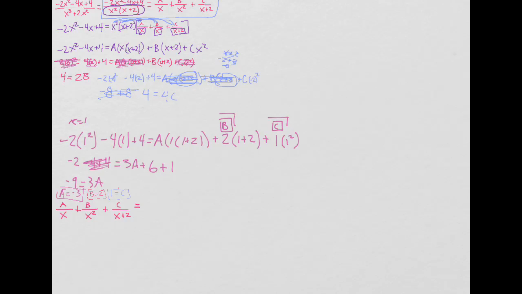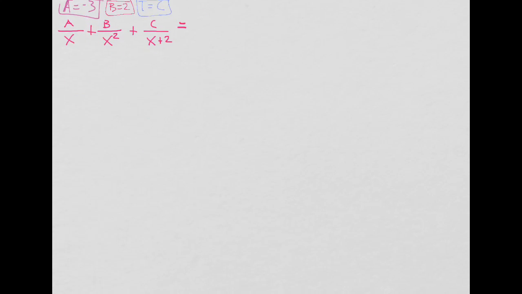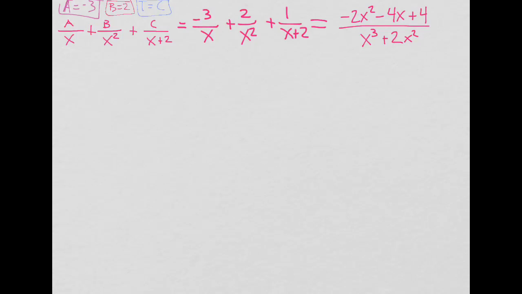So if we go back to the partial fraction we had written before, we can put our coefficients in there and get negative 3 over x plus 2 over x squared plus 1 over x plus 2. And what we're saying is that this equation is mathematically equivalent to the equation that we started with, negative 2x squared minus 4x plus 4 over x cubed plus 2x squared.